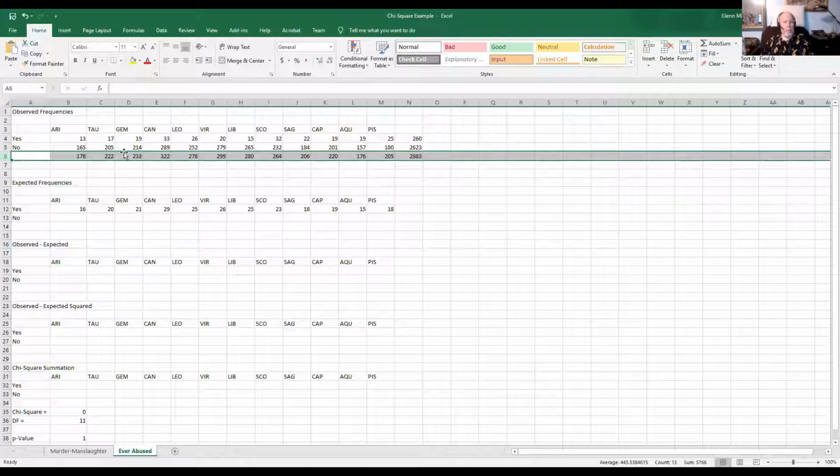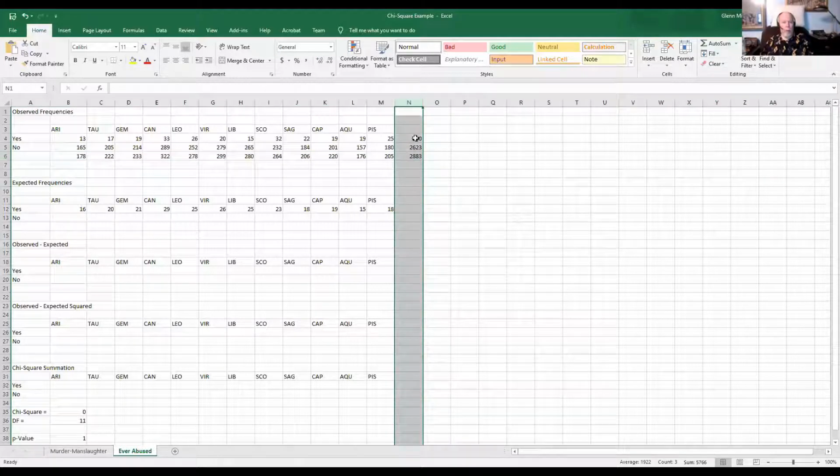You've got a separate column total for Mars and Taurus, for Mars and Gemini, for Mars and Cancer. That's what the column total is. So you're going to take the column totals, and then you're going to get the row totals. We're going to multiply it by the row totals.